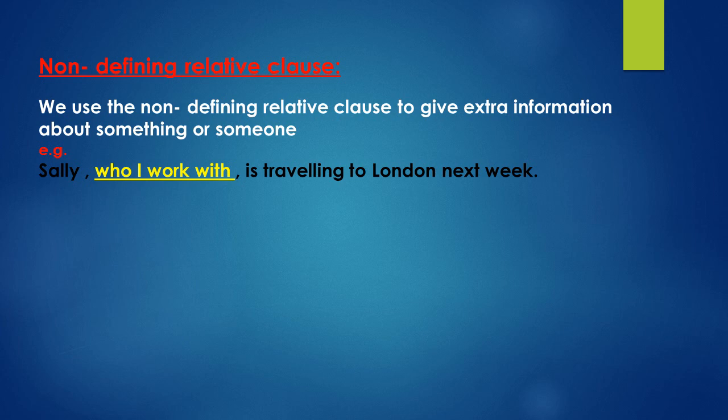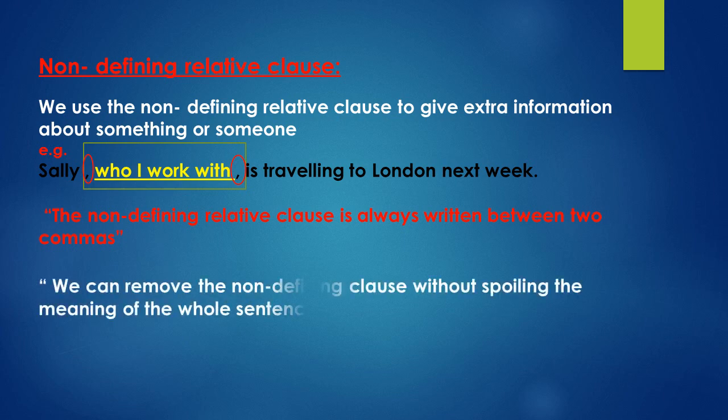Let's have an example. Sally, who I work with, is traveling to London next week. So, who I work with is a non-defining relative clause. Take care guys, the non-defining relative clause is always written between two commas. So, if you want to write a non-defining relative clause in a sentence, you need to write it between two commas. Here is the thing guys, we can remove the non-defining relative clause without spoiling the meaning of the whole sentence. So guys, we can remove the non-defining relative clause without having any problem for the meaning of the sentence.